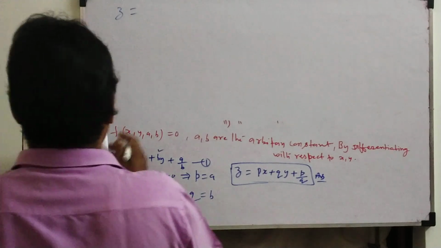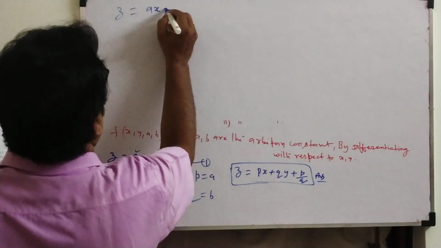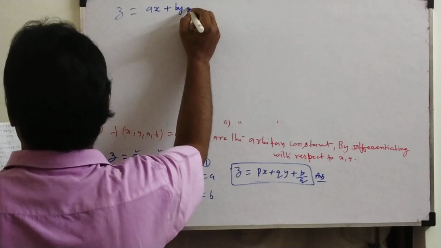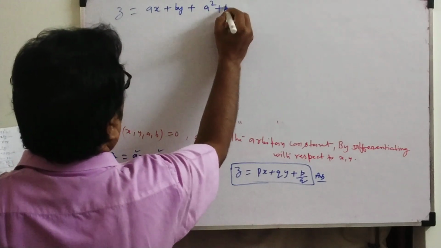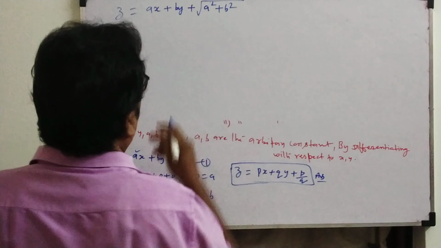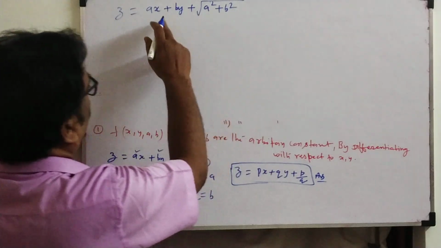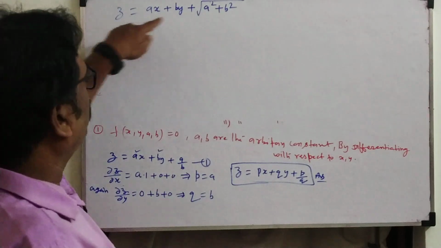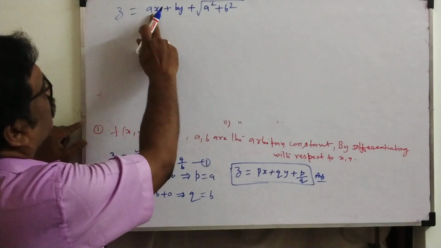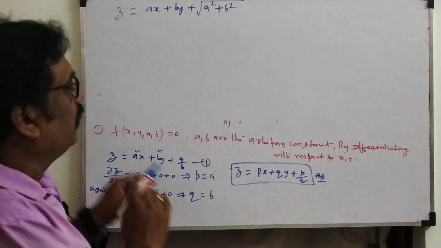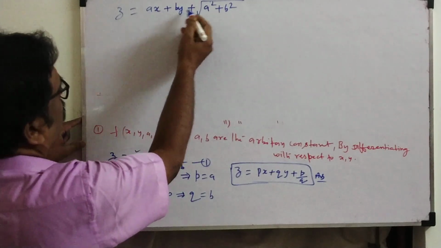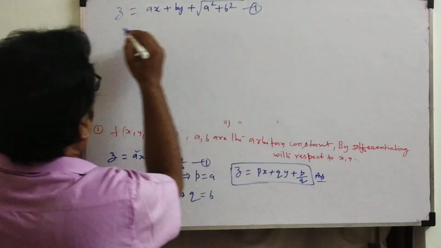z is equal to ax plus by plus a square plus b square. See, it looks like a very complicated expression. So what do I have to do? They will ask us to eliminate the arbitrary constants. What are the constants here? A and B only we have to remove. So again similarly, differentiate this, given equation number 1.